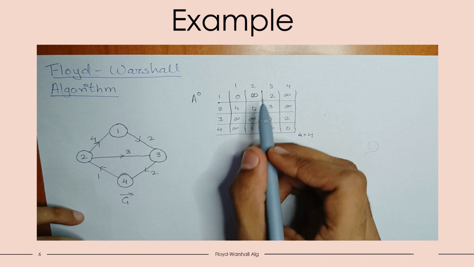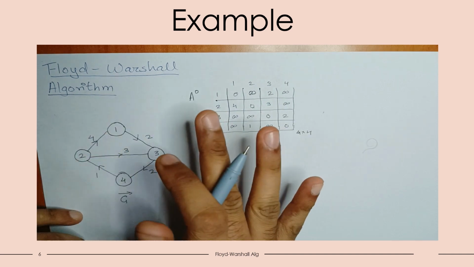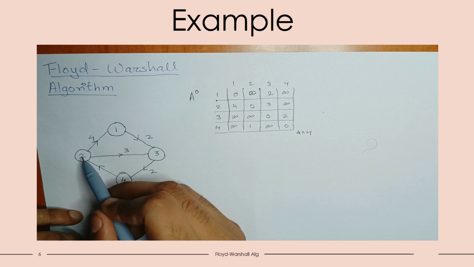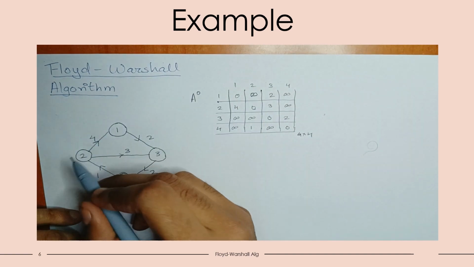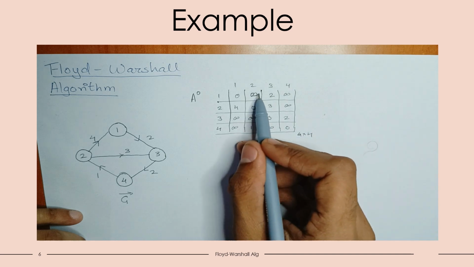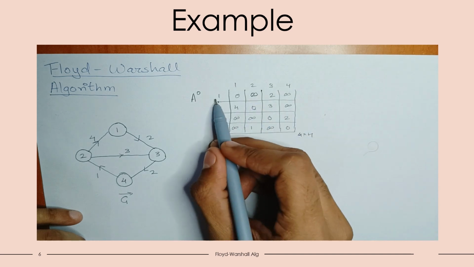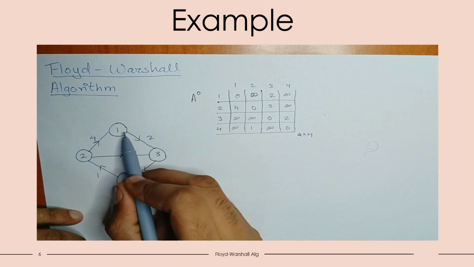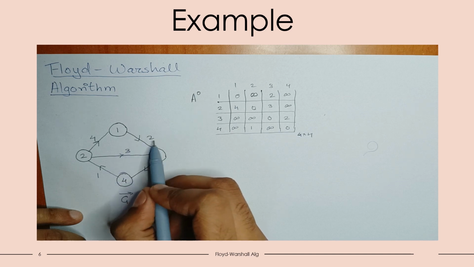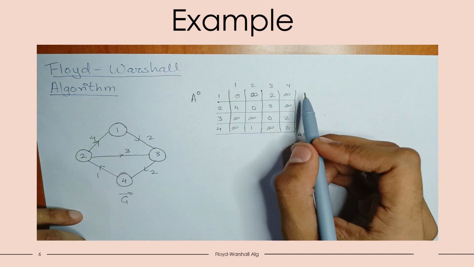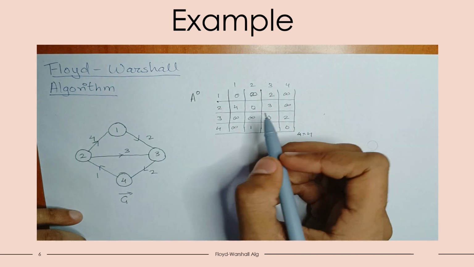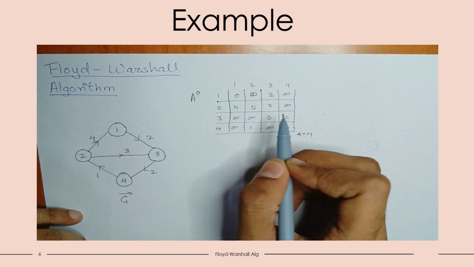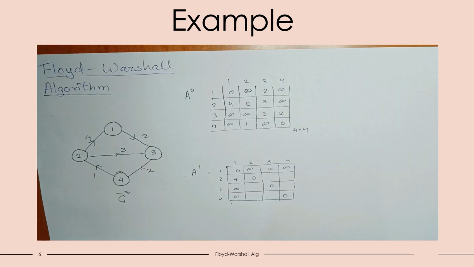Now 1 to 2. 1 to 2, there is no directed edge. This edge is from 2 to 1. So 2 to 1, there is 4. But 1 to 2, there is no directed edge. Hence, we assign it infinity. 1 to 3, there is a directed edge with edge weight 2. Therefore, we write 2 here. 1 to 4, there is no directed edge. That's why infinity. And this is how we create the first matrix A naught.